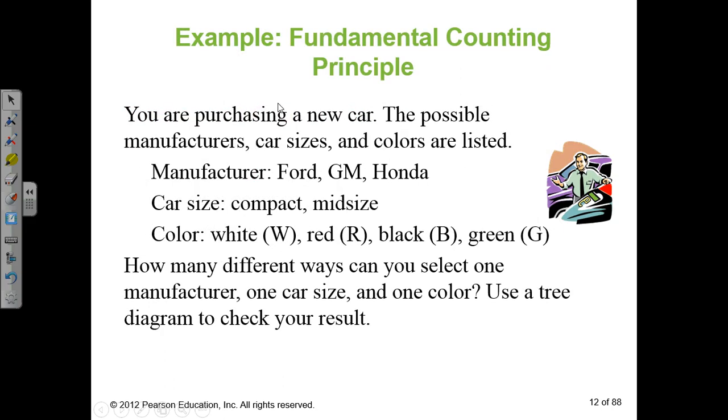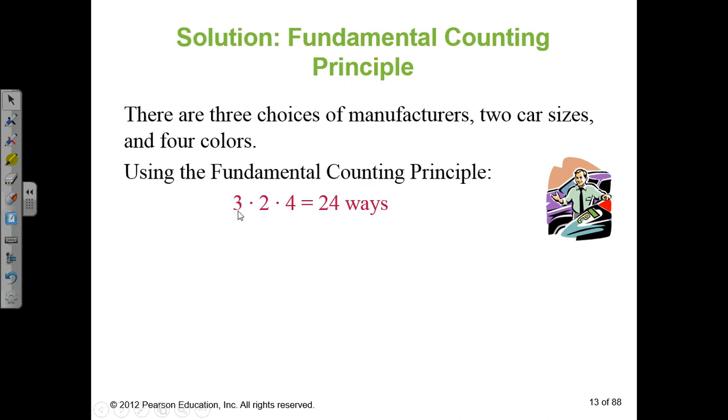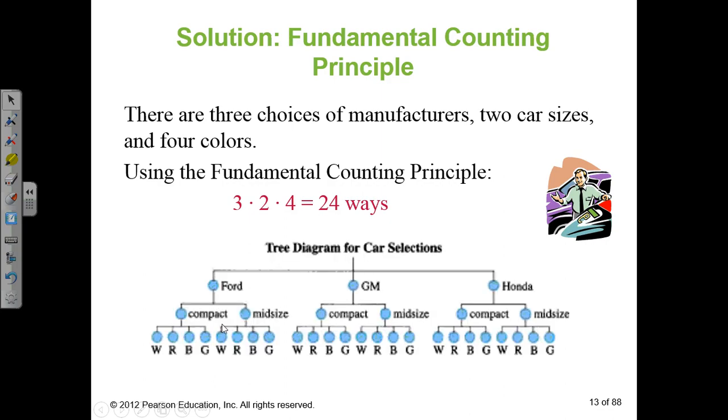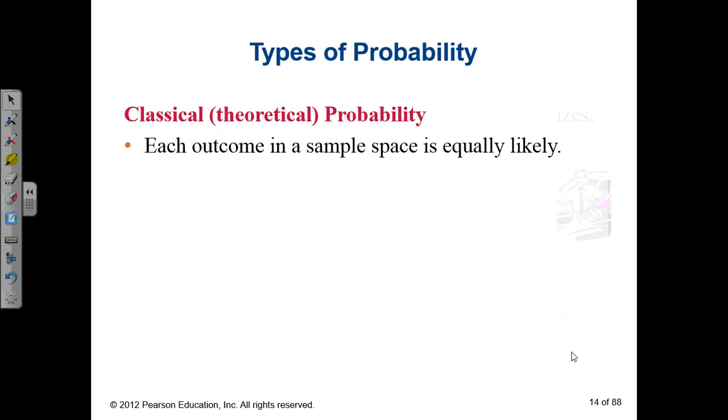For example, suppose you're going to go out and buy a new car, and there's 3 car manufacturers that you're considering, 2 car sizes, and 4 colors. How many different cars could you have chosen? So there were 3 manufacturers, 2 sizes, 4 colors. 3 times 2 times 4 is 24 different cars that you could have chosen. If we look at the tree diagram, that confirms our result of having 24 different cars to choose from.